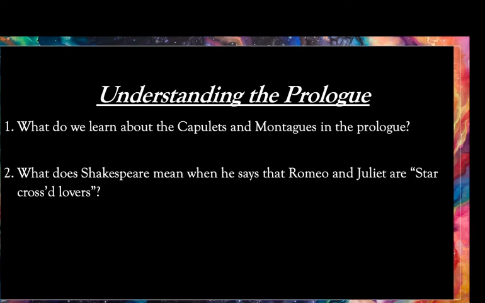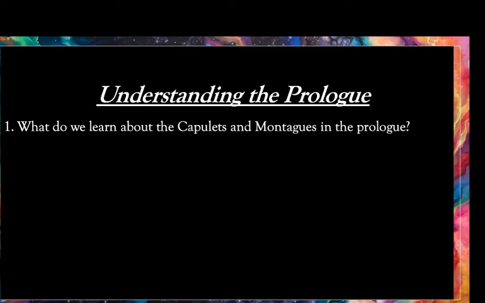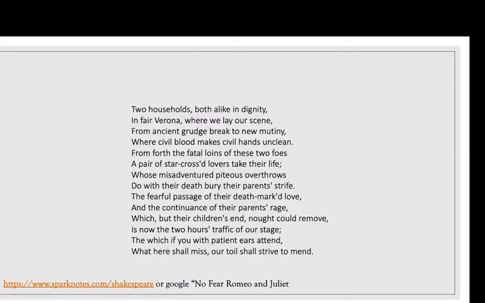So what does Shakespeare mean when he says that Romeo and Juliet are star-crossed lovers? And the third one, to look at the line, bury their parents' strife. So strife means problems or arguments. So what does the death of Romeo and Juliet do to the two families? Before you can answer those questions, what I'd like us to look at is each line one by one.